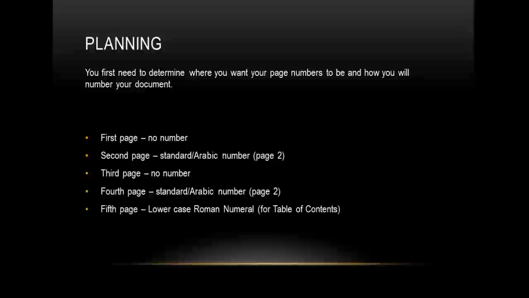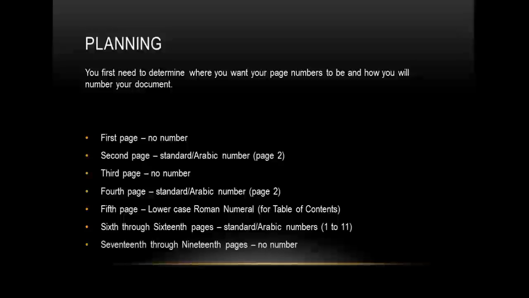The fifth page would have a lowercase Roman numeral for the table of contents. The 6th through the 16th pages would have standard or Arabic numerals, but they would go from 1 to 11. And then the last 3 pages, the 17th through 19th pages, would have no number at all. Once you've planned this out, you are ready to proceed.